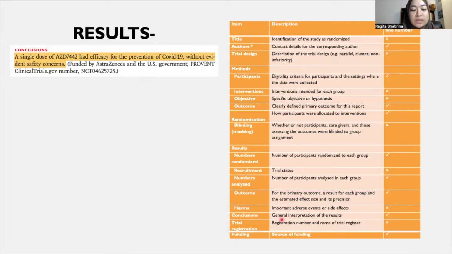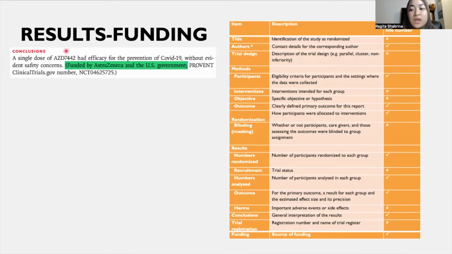As we know, the conclusion is the general interpretation of the results. In this article, as we can see on the highlight, a single dose of AZD7442 had efficacy for the prevention of COVID-19 without evident safety concerns. And the next item is trial registration. There is no trial registration. And we go next to the funding. Funding is the source of funding, and as we can see in the highlight, it is funded by AstraZeneca and the US government.